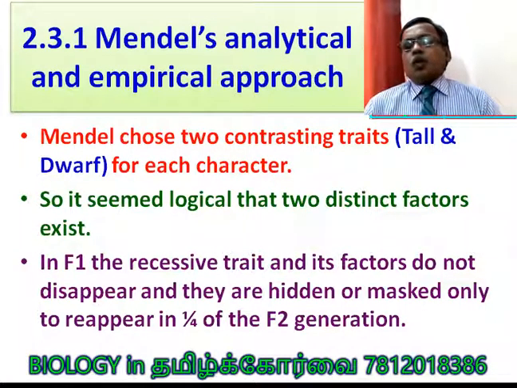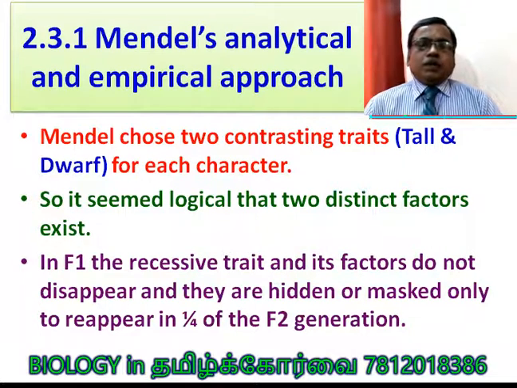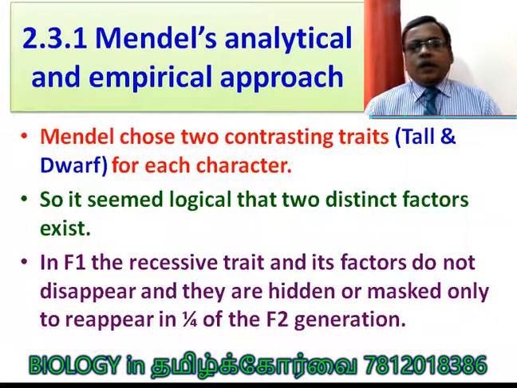Mendel chose two contrasting traits, tall and dwarf, for each character. How many characters did he study? 7 characters he studied. In all the 7 characters he did a monohybrid cross. So it seemed logical that two distinct factors exist. It means two alternative forms of the gene exist. That is the way we have to understand it. What is it? Allele. In F1, the recessive trait and its factor do not disappear.